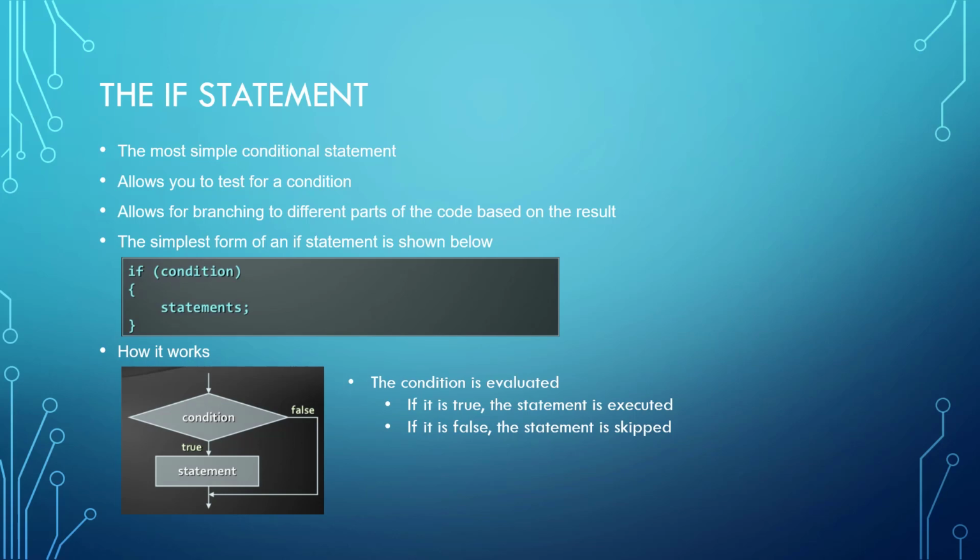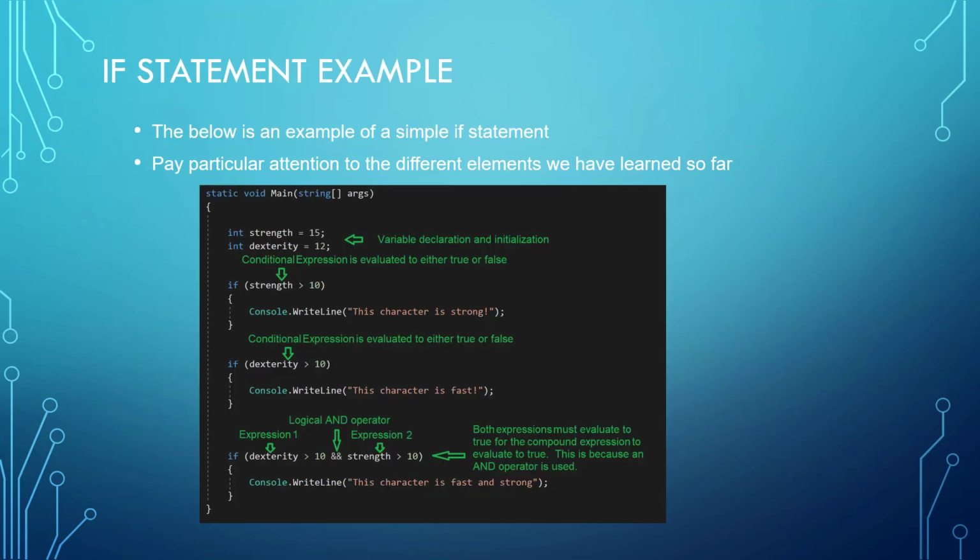So here's how it works. Logically, the workflow is we come in and we evaluate the condition. If this condition evaluates to true, then your statements are executed. If the condition evaluates to false, well then the statements are skipped. I hope you're not still confused. Here, let's give an example of this to show a little bit more in detail about what we're talking about.